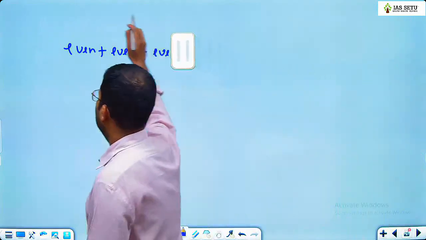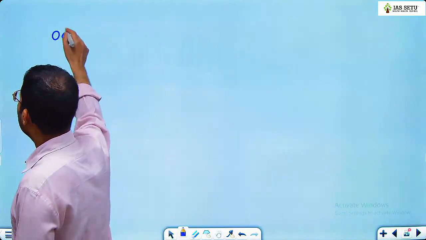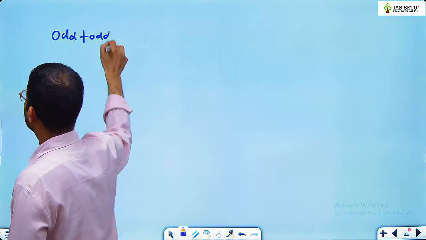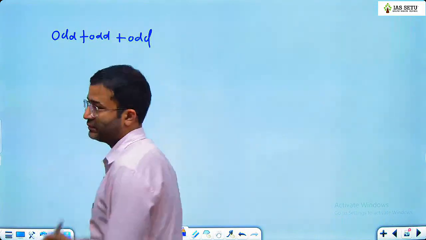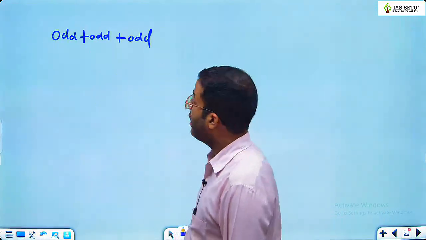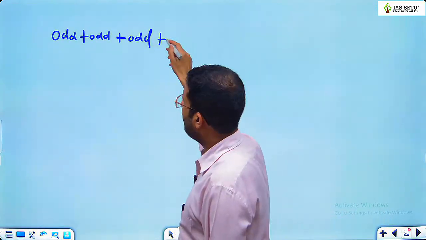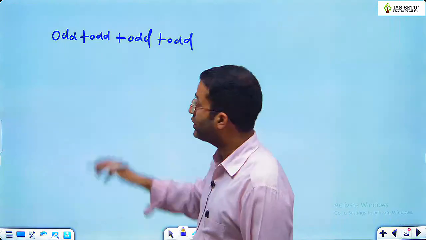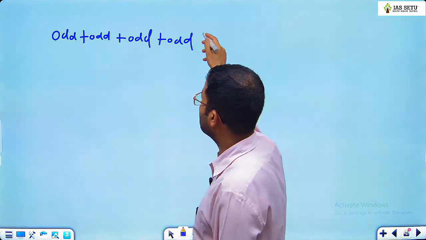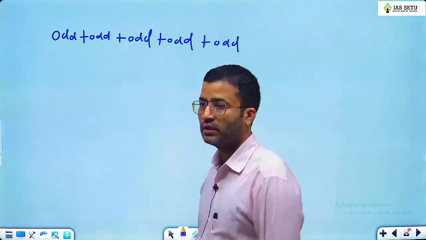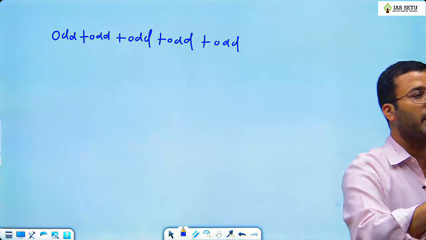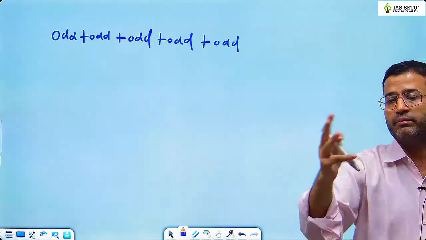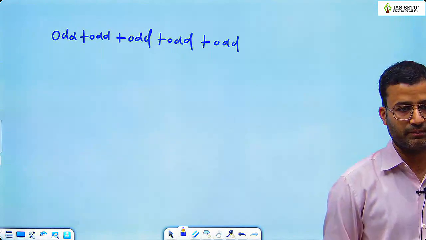Now, what is odd plus odd? What is odd plus odd plus odd? What is odd plus odd plus odd plus odd plus odd? So you can understand it is easier. One single odd number is odd, two odd numbers give even, three odd numbers give odd, four odd numbers give even.